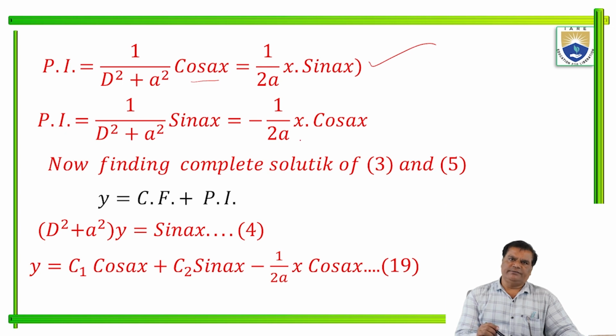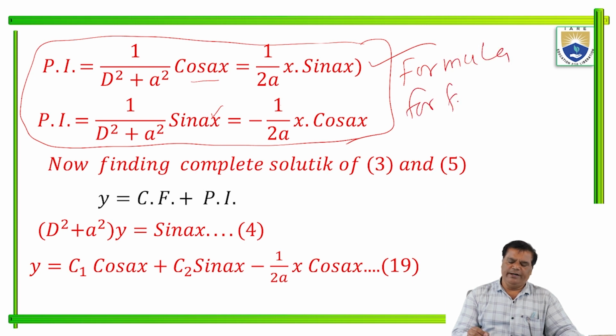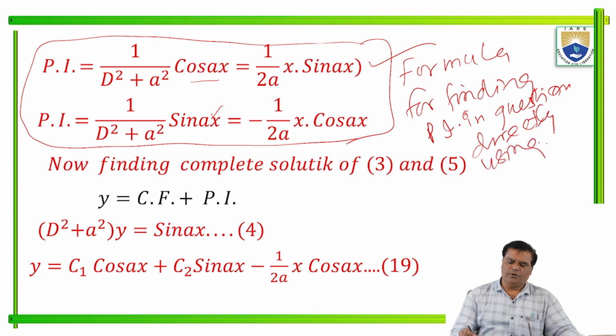This is the complete PI. And PI equals 1 upon D square plus a square, sin ax, equals minus x upon 2a, cos ax. This is the formula we are using in the question for PI. This is the formula for finding PI directly in the question paper, and this is the derivation of it.